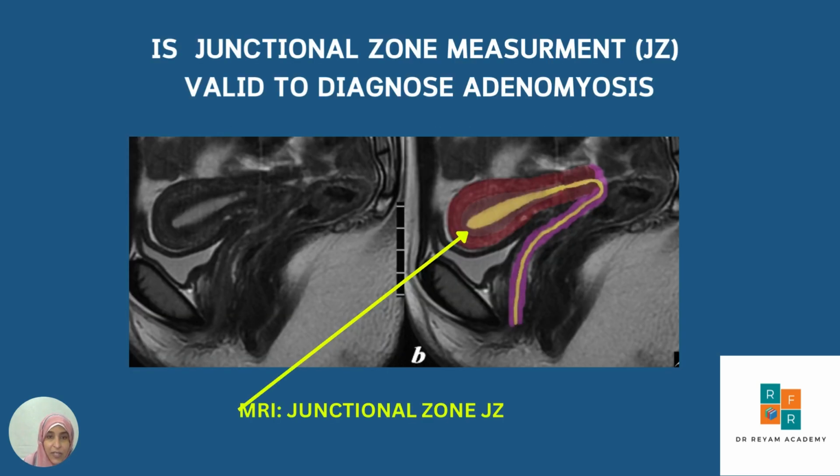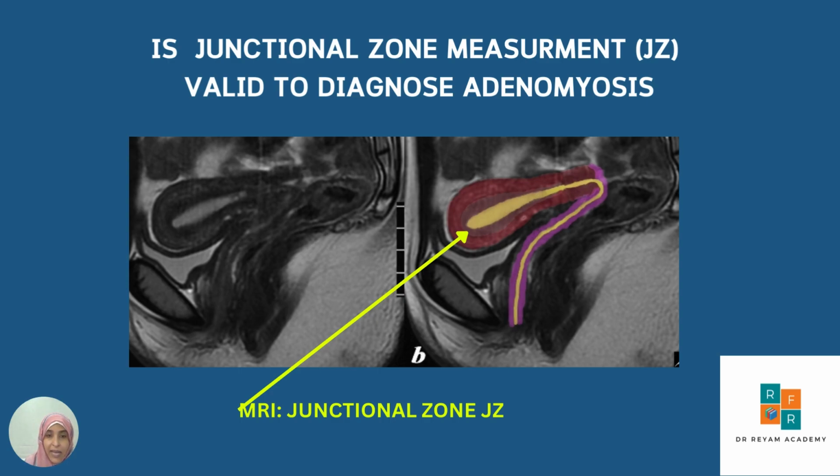So, what is junctional zone? If we look at this image, this is a sagittal view of MRI. It demonstrates the normal uterus and more specifically the myometrium, and consists of the outer myometrium, which appears as red, and the brown inner myometrium, which is called the junctional zone. And it's clear that the junctional zone is a distinct interface between the endometrium and myometrium.